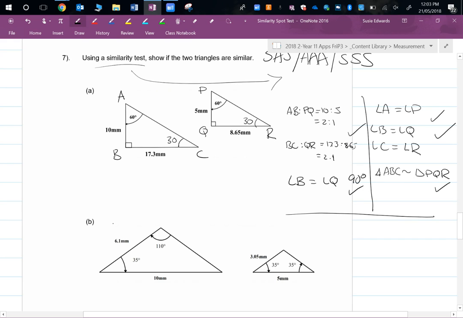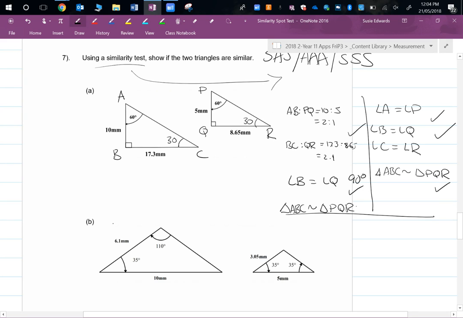If you wrote similar, that's fine. No, because they're not equal to each other. Equals would be saying this triangle is equal to this triangle. They're not. They're similar to each other. That's what the squiggly line is. So either the word similar or the symbol needs to be used. So 1 mark for the similarity statement.